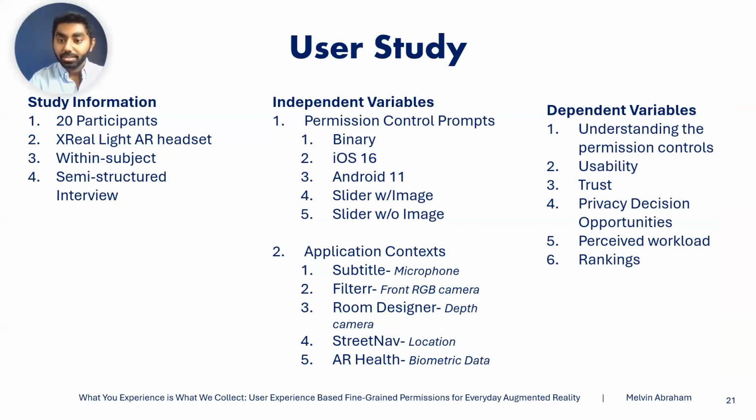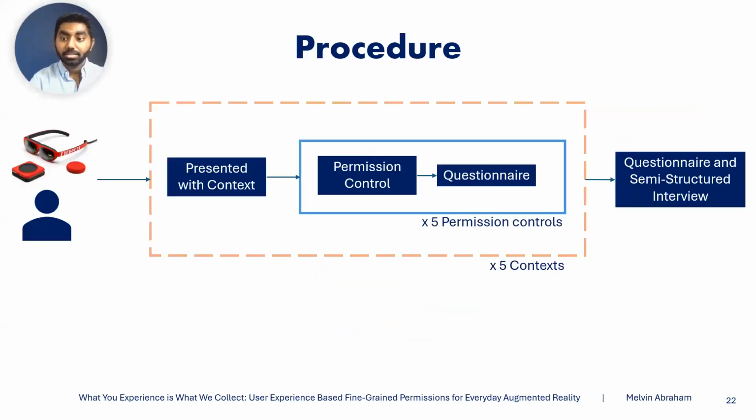So then we evaluated the permission prompt along different metrics, such as understanding the permission controls, usability, trust, privacy decision opportunities, the perceived workload, and ran rankings. In terms of the procedure, the participant wore a set of the X-Real AR glasses and then was presented with a context and then presented with the permission prompt. Once the participant configured the permission prompt, they were asked to fill out a questionnaire.